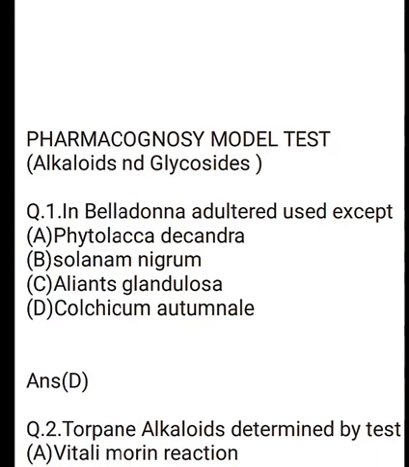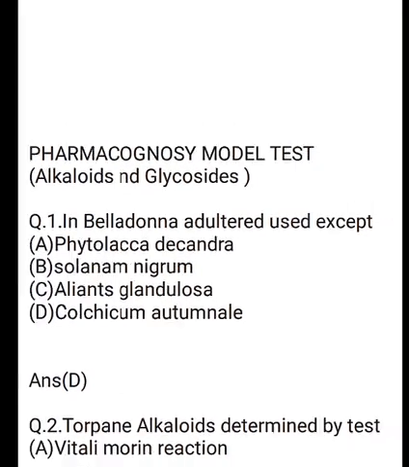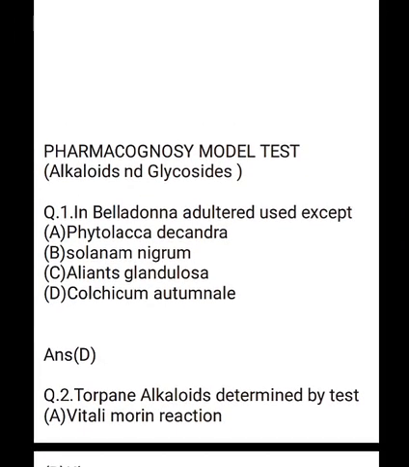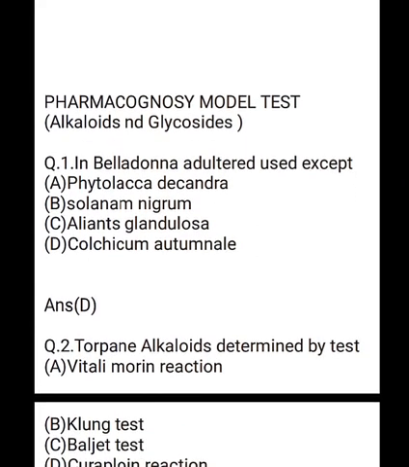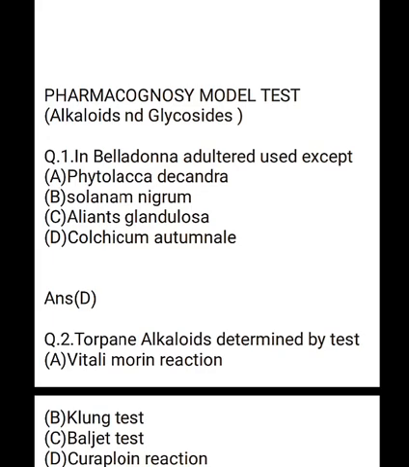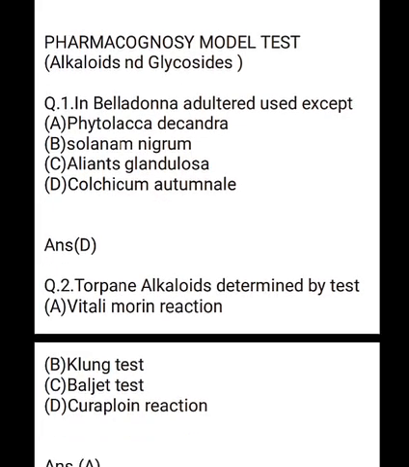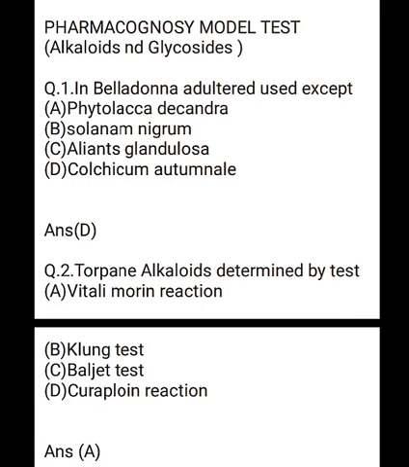The second question: tropane alkaloid is determined by which test? Option A, Vitali-Morin reaction; option B, Kling test; option C, Baljet test; option D, European reaction. Try your option, and the correct option is option A, Vitali-Morin reaction. Tropane alkaloids use the Vitali-Morin test, the Kling test is for alloy, Baljet test for cardiac glycoside, European test for alloy.